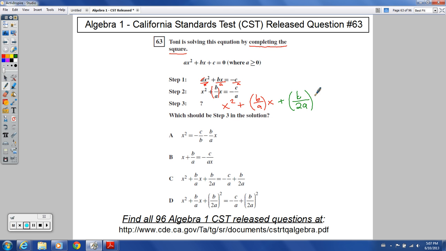And we're taking that and squaring it. That gets added to both sides of the equation. And so over here we had negative c over a originally. By completing the square, we're adding b over 2a squared to both sides.